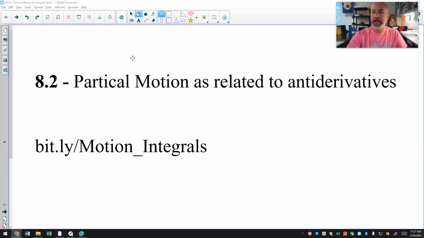All right, let's look at particle motion as it relates to antiderivatives. If you're looking for information on derivatives with particle motion and how derivatives can be used to solve problems, you need to find another lesson.